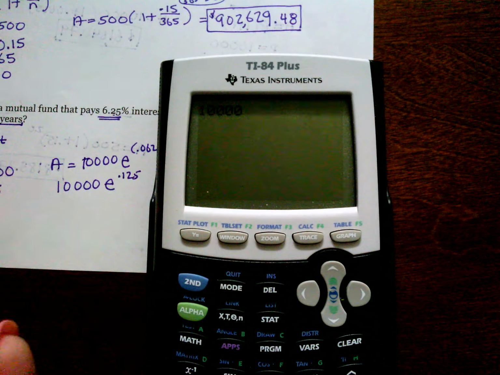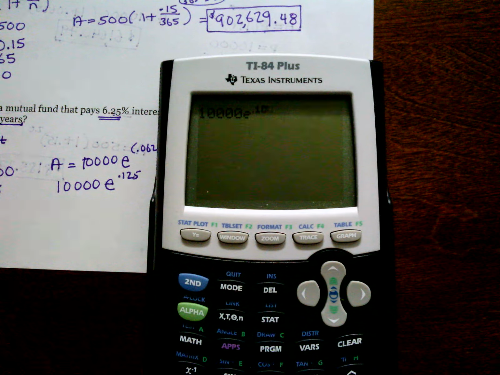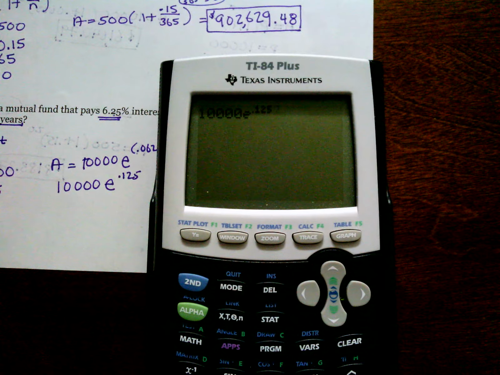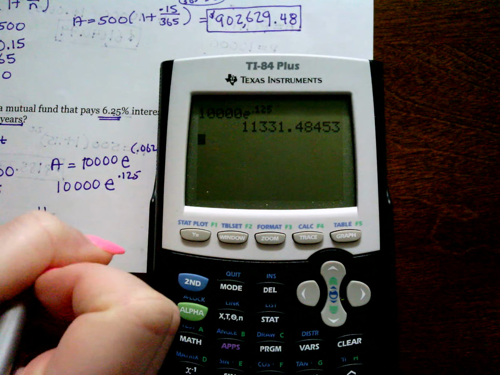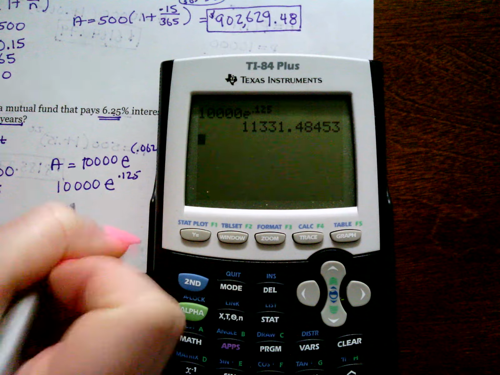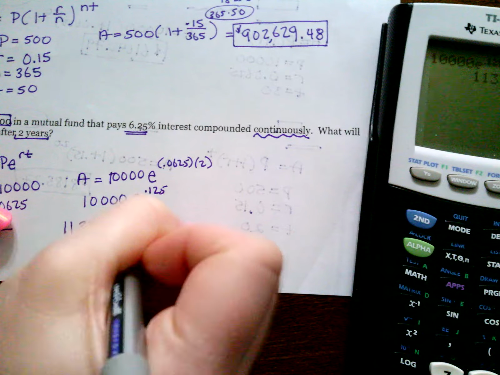The more often you compound, like if it's daily or continuously, the more money you're going to earn, right? Compounding is earning interest on your interest. So if it's doing it more often, it's going to grow quicker.